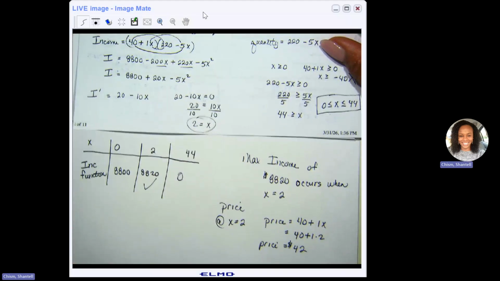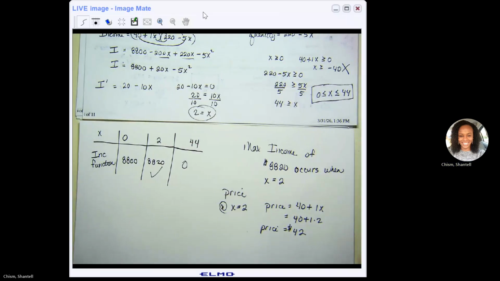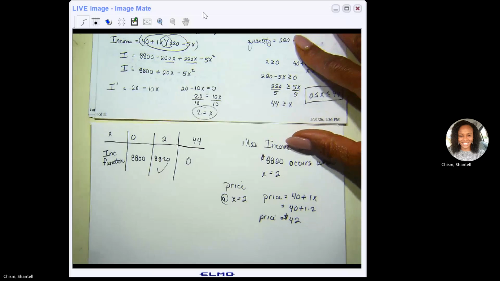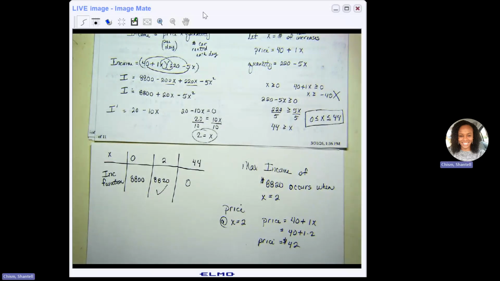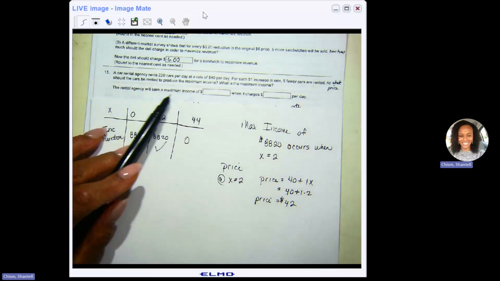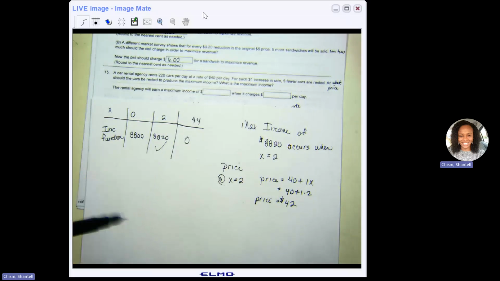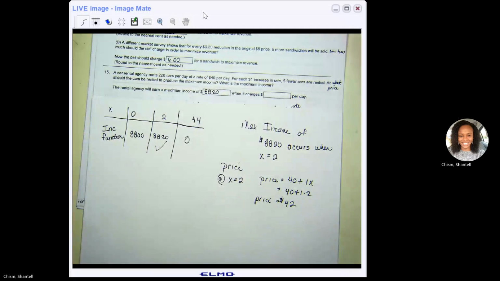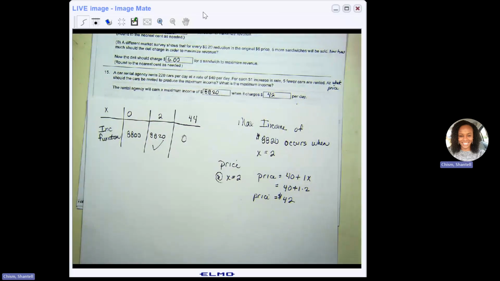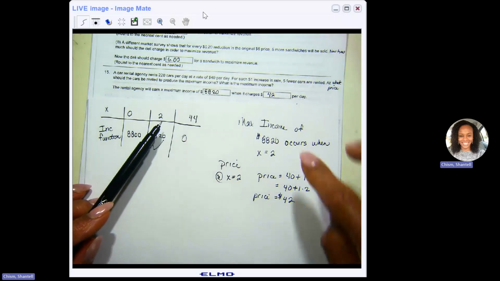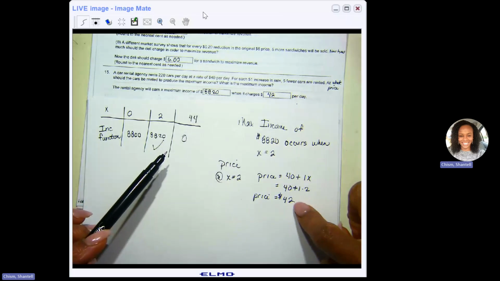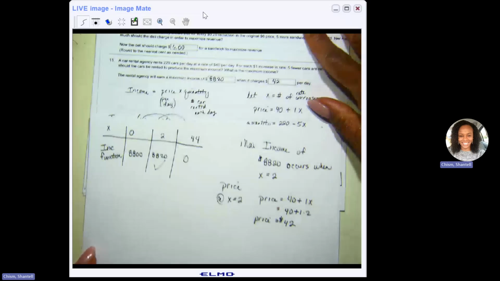So bringing this back down here, let me zoom out a little bit. I'm still not able to show it all, but since we've looked at this, I'll just cover that up for a second and put the answer right here. So the rental agency will earn a maximum income of 8,820 when it charges $42 per day. So we found the max income, which occurred when x was equal to 2. And then the price when x is 2, the price is 42. Okay. And now I'll bring that back down some.